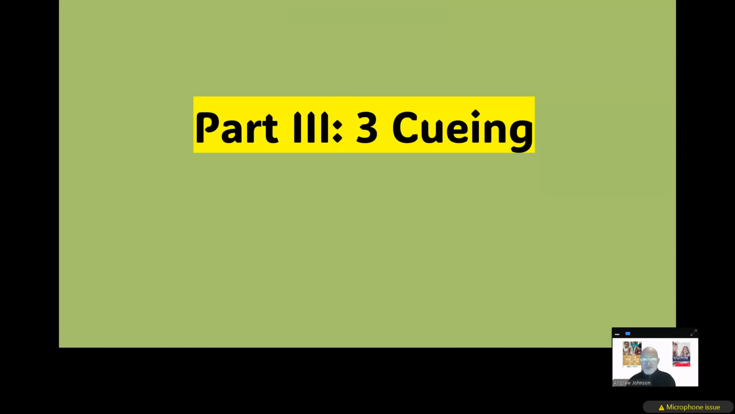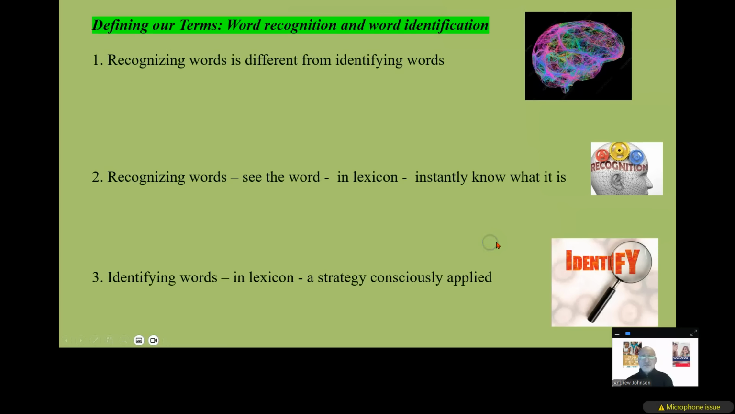We're looking at research to support the 3 cueing system. All right, let's take a look at that. It has been villainized, but defining our terms. To understand this, you need to know the difference between recognizing a word and identifying a word. This is an important distinction.